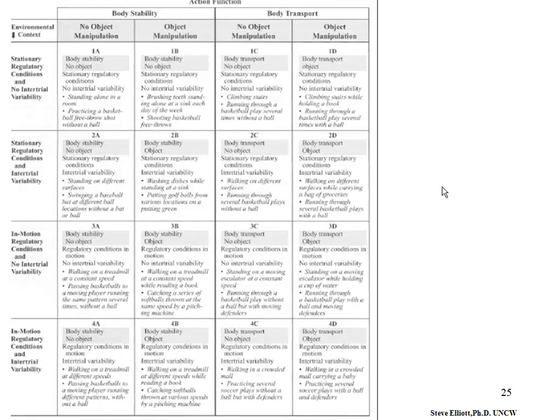So I would encourage you to take a few minutes to look through this taxonomy, look at the 16 categories, look at the different action functions, look at the different environmental contexts, look at the examples, and to see how it goes from simple to complex as you move from top left down to bottom right.